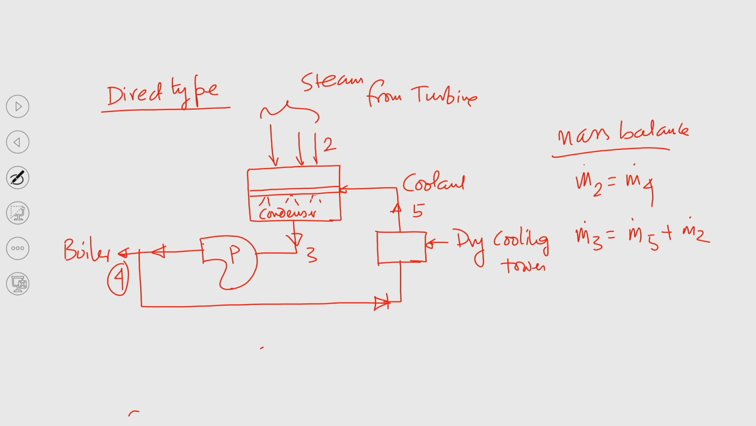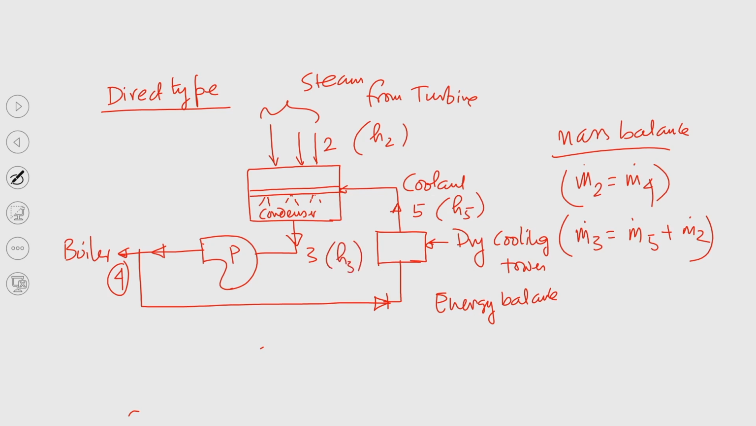We also can write this not in the rate form, so I can remove the dot term. So, this is the mass balance. Okay. What about energy balance? I can write energy balance. See, if we consider this is H2 enthalpy, this is H5 and this is H3.